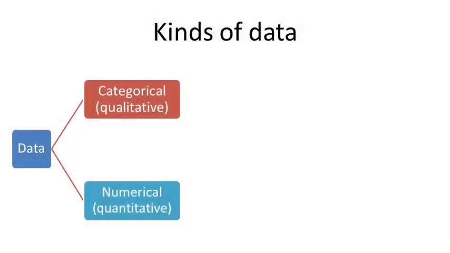The data I collect can be one of two things. It could be categories or it could be numbers. Categorical data, or qualitative data, is data where it might be red, green, blue, or Ford, Holden, Toyota, categories. Numerical data, or quantitative data, is where there's a number involved.